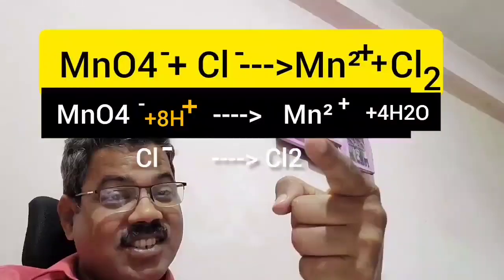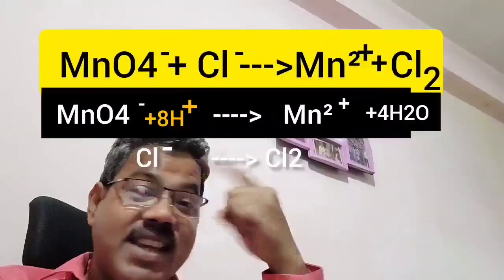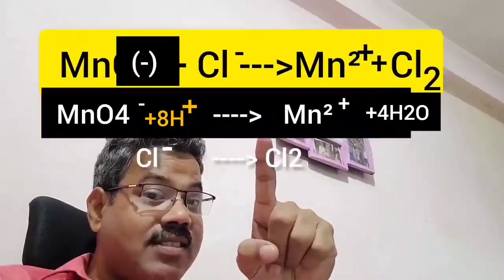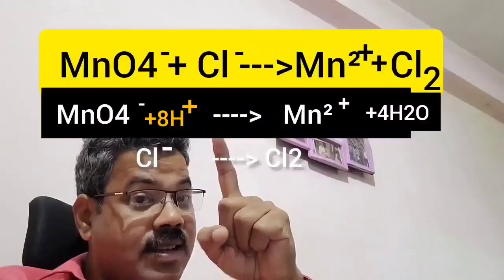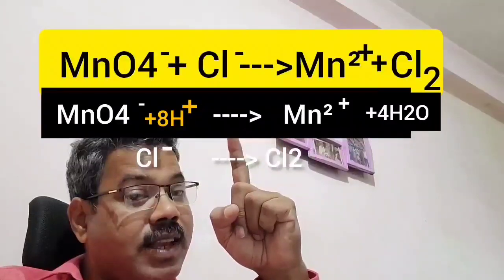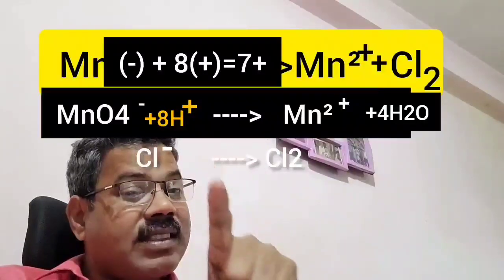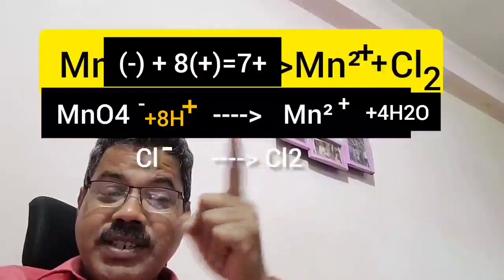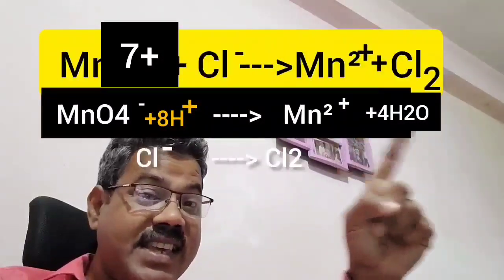We have to balance the charge now. Let us see. On the left hand side, the charge on MnO4 minus is 1 minus. And there are 8 H plus ions. So the total charge is minus 1 plus 8, which is 7 plus. Are you getting me? 8 plus means there is one positive charge on one H plus ion. As there are 8 H plus ions, there are 8 positive charges and 1 negative charge. Total 7 plus. On the right hand side, you see the total charge is 2 plus.